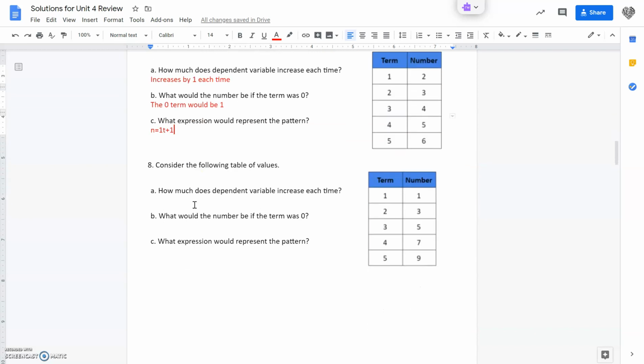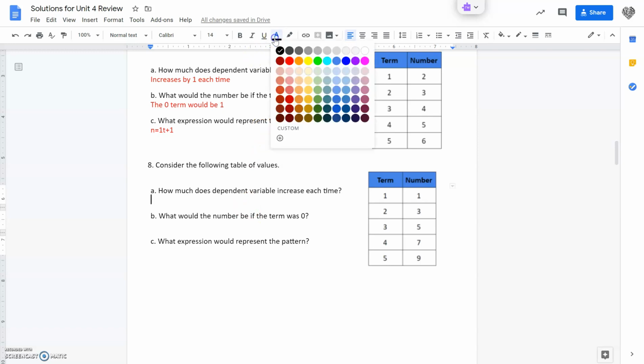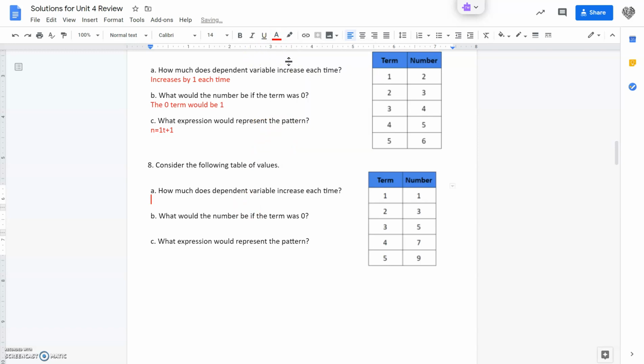And the last one we'll do is the same type of question. How much does the independent variable increase by each time? So it goes 1, 3, 5, 7, 9. So it increases by 2 each time. What would the 0 term be? So it's going up by 2 each time. The 1 term is 1, so we'd have to subtract 2 to go backwards. The 0 term would be 1 take away 2, which is -1.